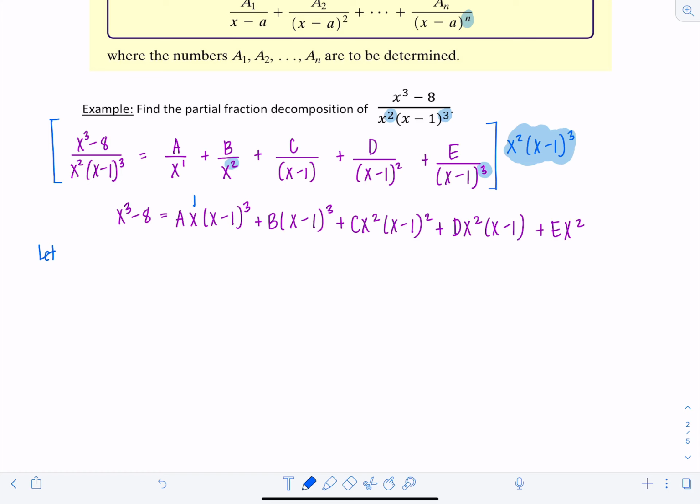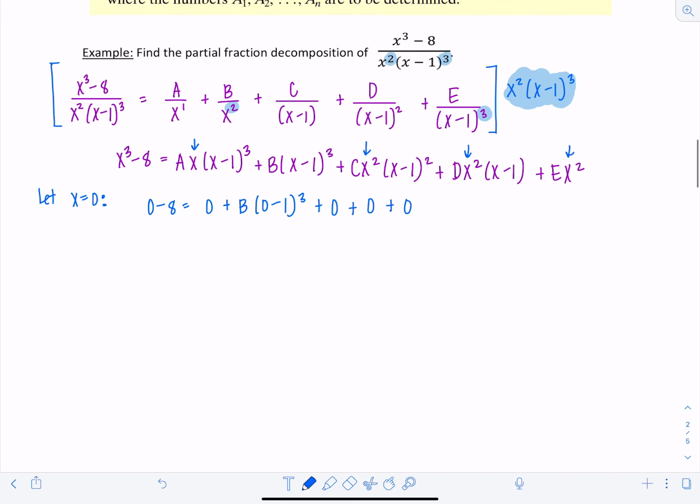So the first thing I'm going to do is let x equal 0, because all of these terms will go away. If I let x equal 0, on the left-hand side I have 0 minus 8 equals, this is going to be a 0, plus b times 0 minus 1 cubed, plus this is just going to be a 0 now, dx squared is a 0, and ex squared is a 0. So what do I have here? Now I have negative 8 is equal to b times negative 1. So that means b is equal to 8. Okay, that's 1 down. We've got 4 to go.